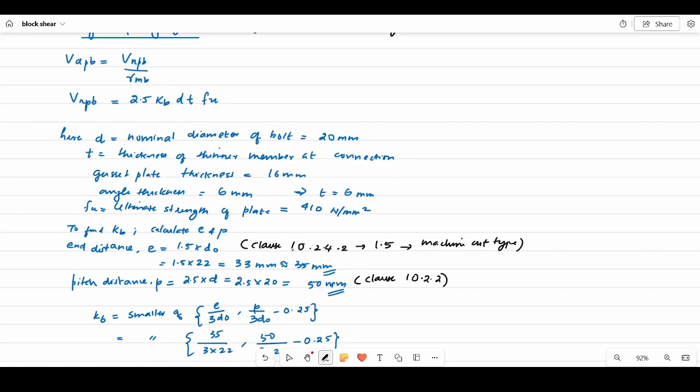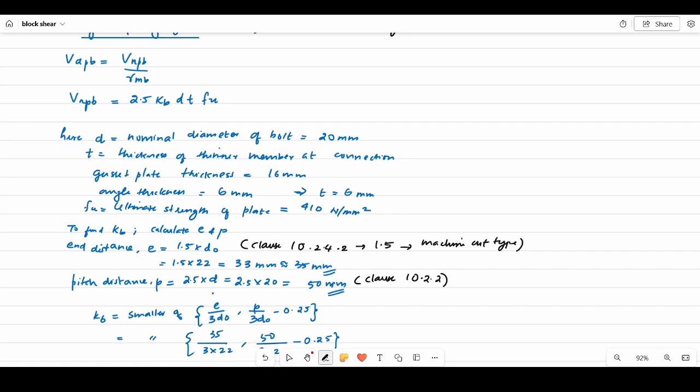Now if we look at clause 10.2.4.2, the end distance for a machine cut type bearing bolt has to be 1.5 times the diameter of the hole. So we already calculated the diameter of the hole. So 1.5 times 22 gives us 33. Now we will round up to 35. We take this value as the end distance.